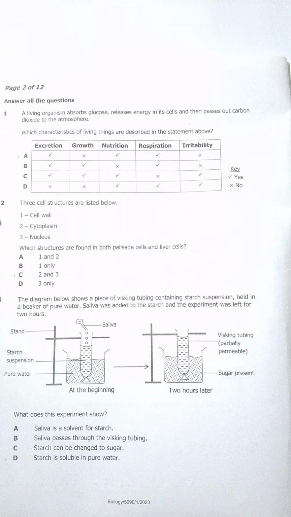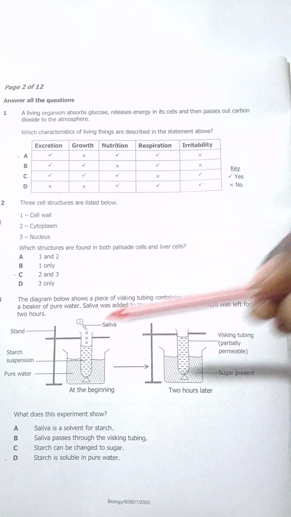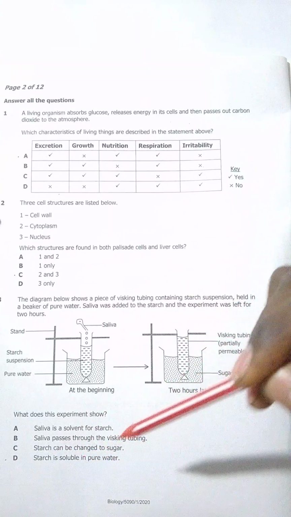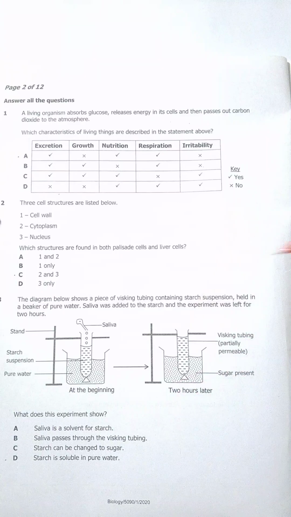How true is that? Then B, saliva passes through the viscose tubing. Then C, starch can be changed to sugar. How can starch be changed to sugar? Then the last one, D, starch is soluble in pure water. So a soluble substance is a substance that is able to dissolve in water.